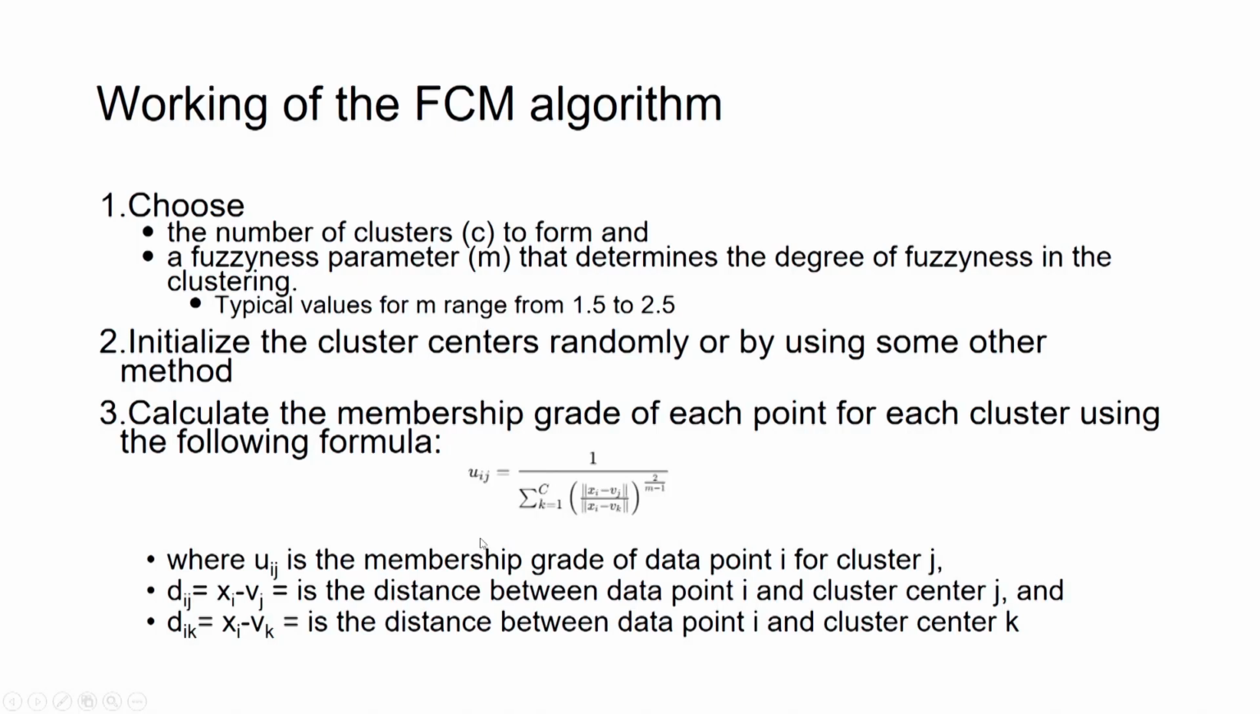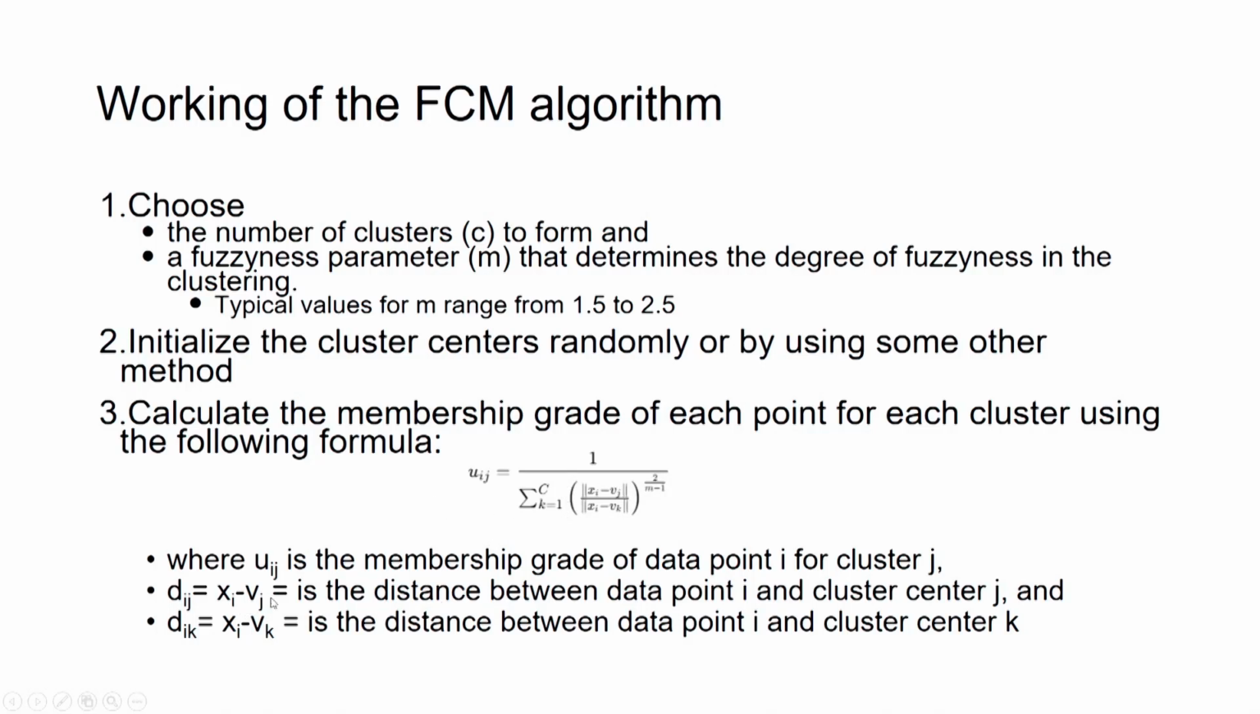So, this is the membership grade of all the data points for cluster number 1. In the same way, U12, U22, U32 and so on, U102, all these are membership grades of different data points for the second cluster. So, in this way we will calculate membership grade for each data point for all the clusters. So, what is the formula?